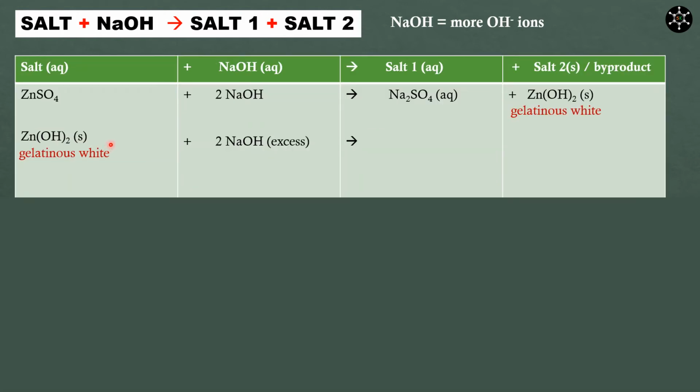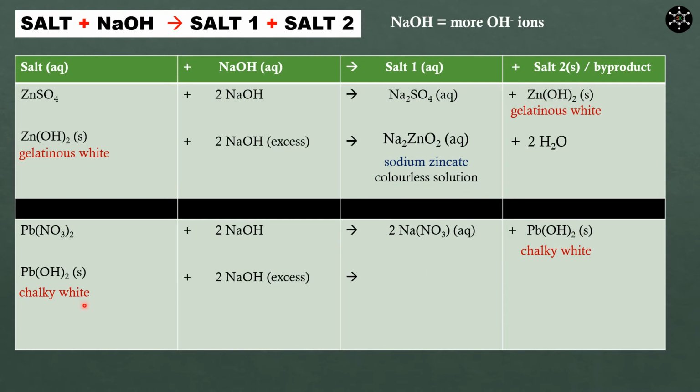When gelatinous white precipitate of zinc hydroxide is treated with excess of sodium hydroxide, it forms sodium zincate. This is a water-soluble salt and forms a colorless solution. In the same manner, when lead hydroxide precipitate is treated with excess of sodium hydroxide, it forms soluble sodium plumbite.